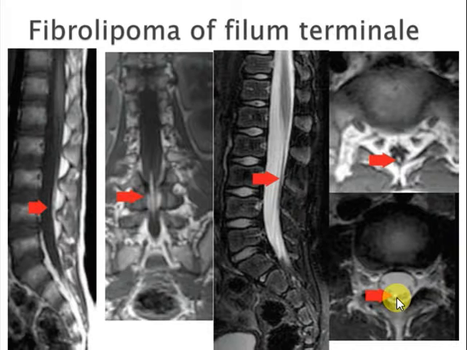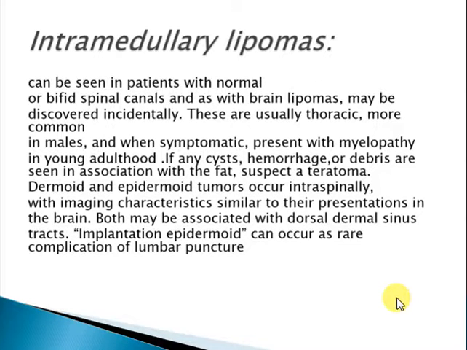Regarding intramedullary lipoma, they can be seen in patients with normal or bifid spinal canals, and as with brain lipoma, it may be discovered incidentally. They are usually thoracic and more common in males. When asymptomatic, they are found incidentally, and when they are symptomatic, they will present with myelopathy in young adulthood. If any cyst, hemorrhage, or debris is seen in association with the fat, then we should suspect teratoma.